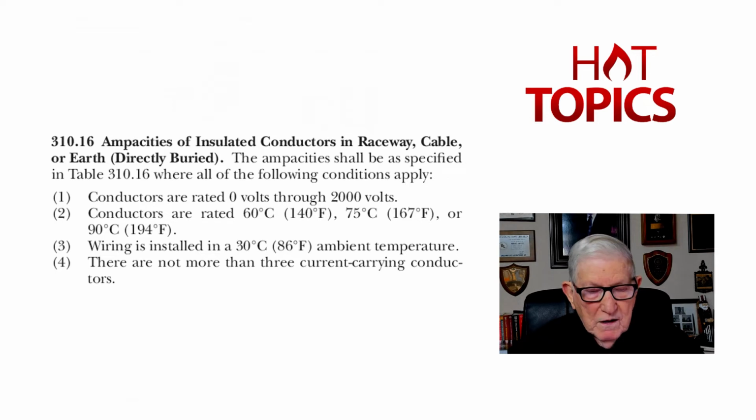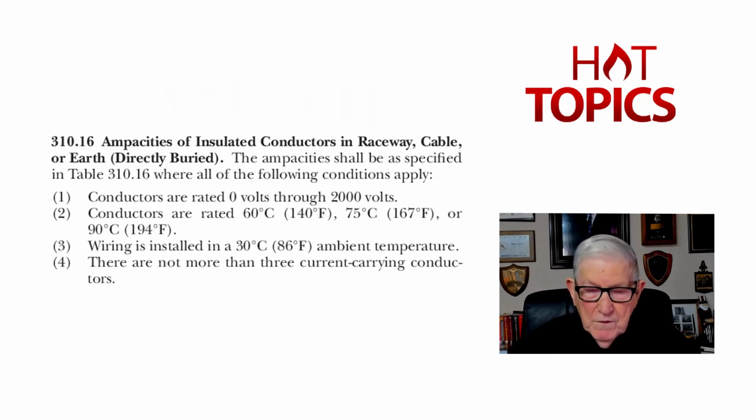Number 3 now, you're looking at where it says you can't route it through more than 86 degrees Fahrenheit. Number 4 says you can't have more than 3 current carrying conductors. Now the table ampacity is good as long as you do not violate 1 through 4 in this 310.16 here on page 160 of your code book.